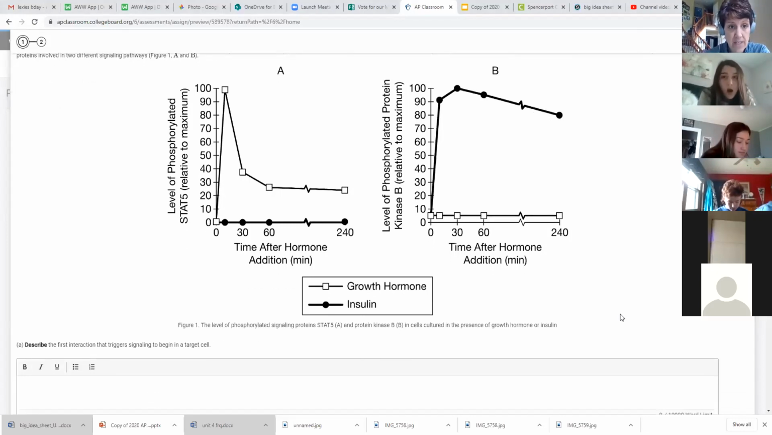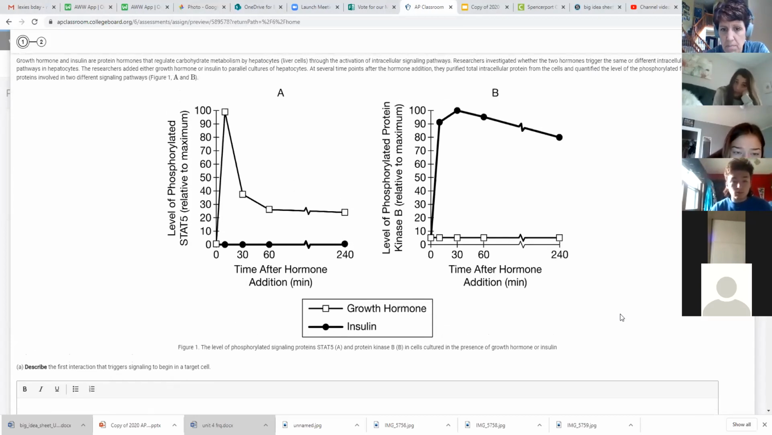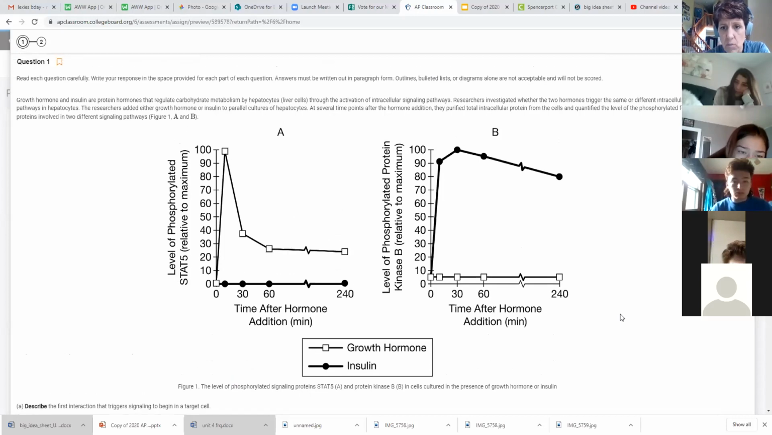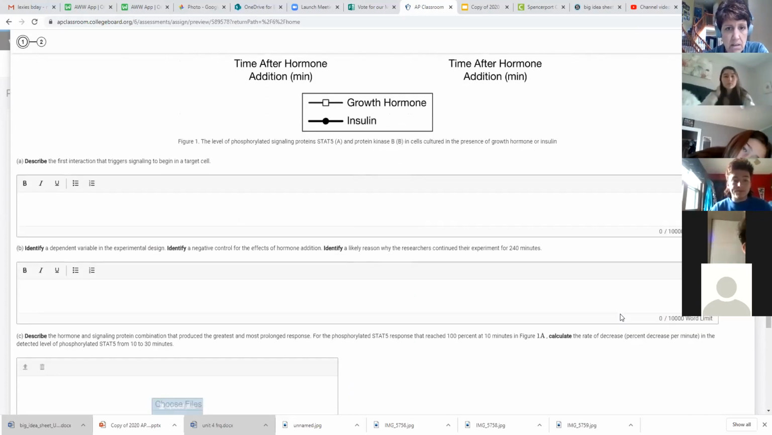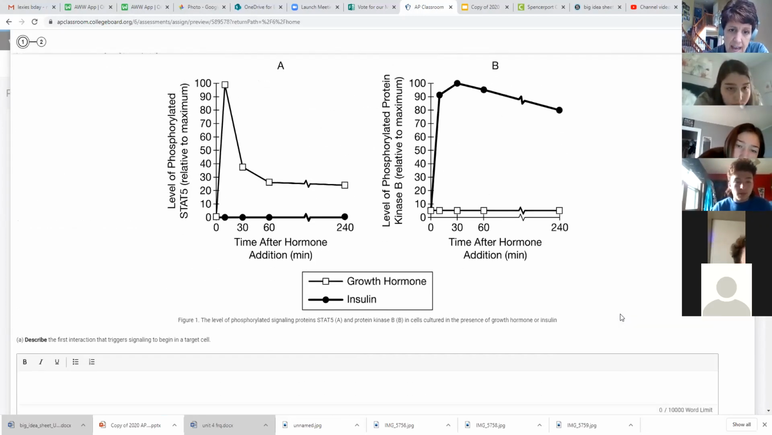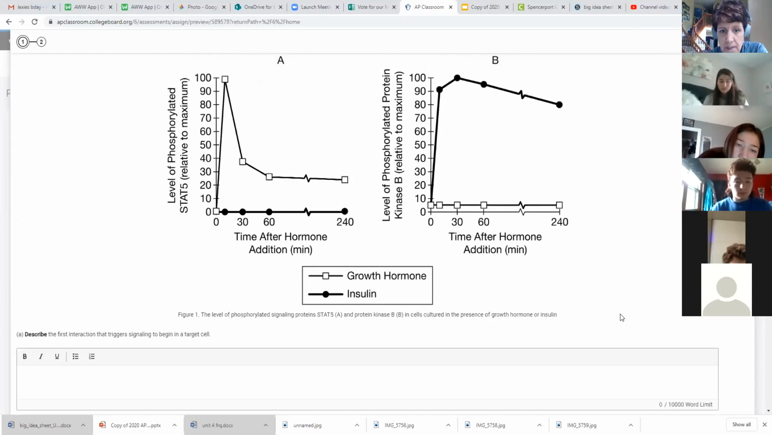So I look at these graphs and right away I see, all right, here's the level of STAT5, and that's with A. So one of them makes the STAT5 and the other one, B, makes the protein kinase B. Oh, growth hormone makes the A and insulin makes the B.